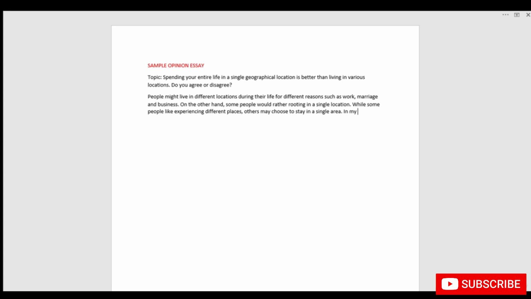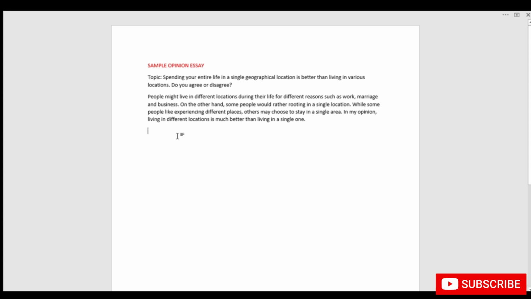In my opinion, and then I'm going to give my opinion with my thesis statements. So I say, in my opinion, living in different locations is much better than living in a single one. Just a little tip, instead of just saying living in different locations is better, I say much better, to emphasize it and to make it more decorative.